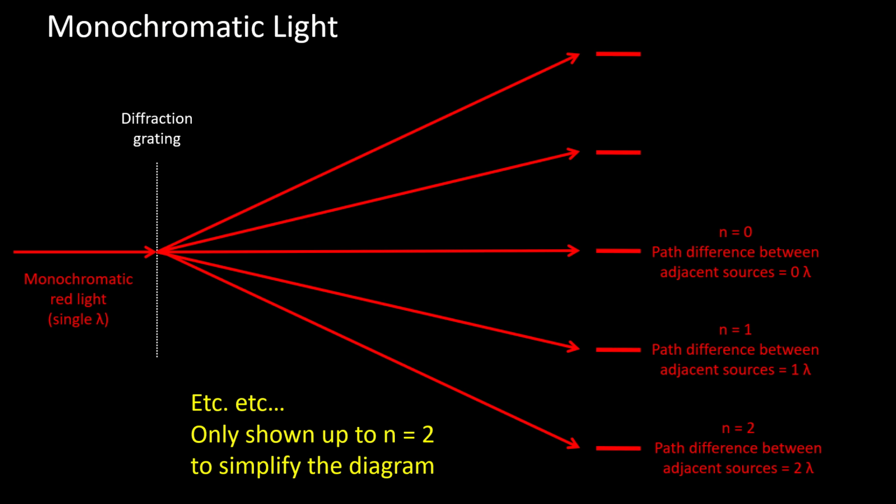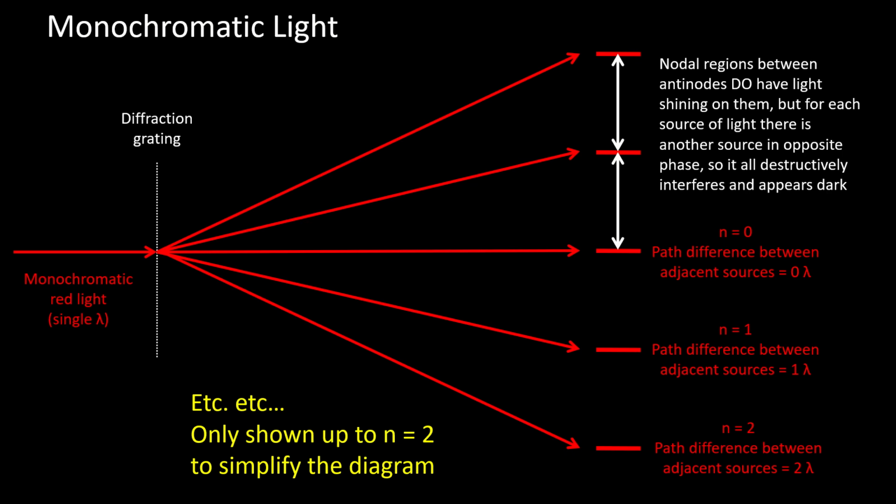So that would on a screen look like a series of red lines or dots on a screen. Important to know that in the gaps between them there is light shining there too. Those are just nodal regions. So there is light shining there, but it's all destructively interfering. The light coming from one source is completely in opposite phase from light from one of the other sources. So they destructively interfere, and that will be true for all of the sources. So there is light shining in those regions, but it is destructively interfering, so it looks dark.